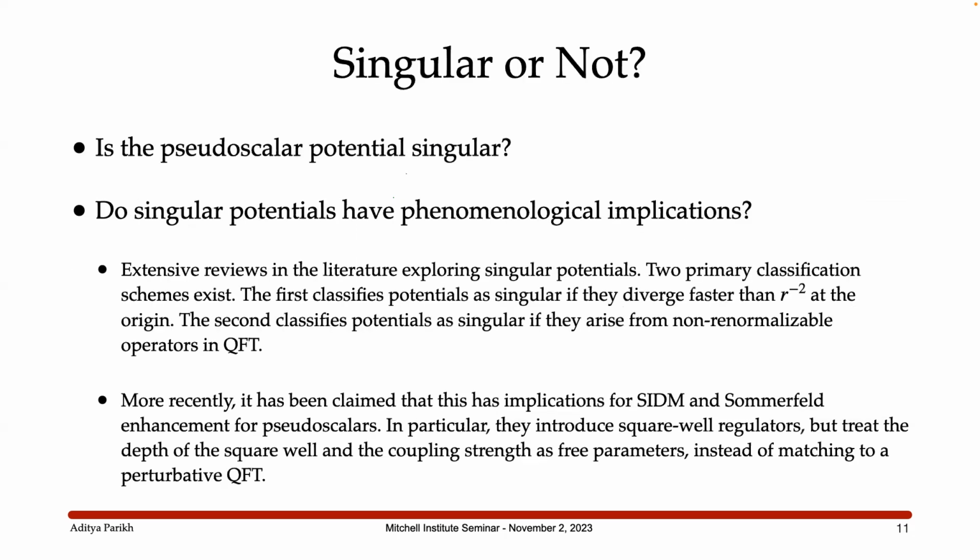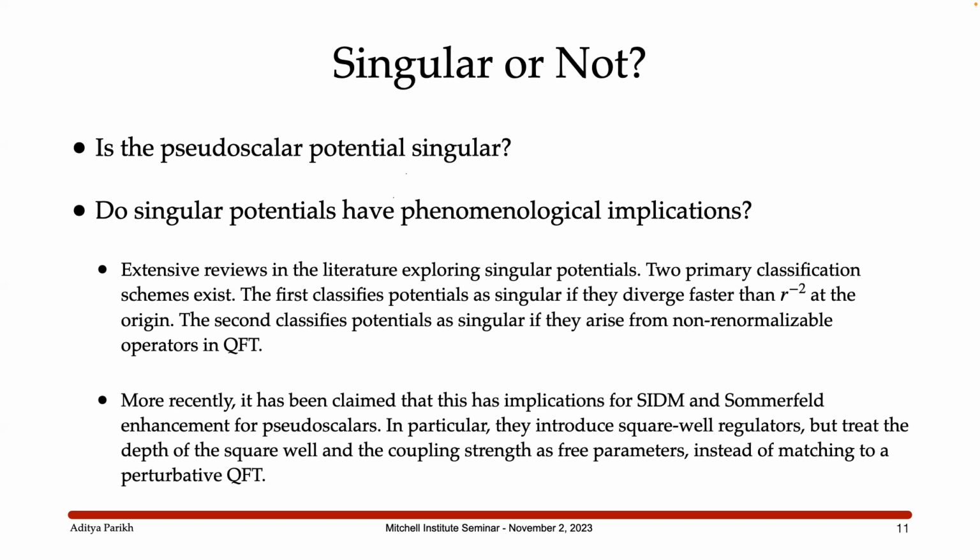Okay, so with this in mind, just stepping back a little bit, now that we have this formalism, we can maybe ask some more general questions, right? First of all, is the pseudoscalar potential actually singular? It looked like 1 over r cubed. It looks like it's diverging really fast at the origin. So it does bring up the question of, hey, maybe this is actually a problem, right? But the formalism that I talk about seems to handle this without any issues. I don't actually get things blowing up anywhere in the calculation. So maybe it's not actually singular.